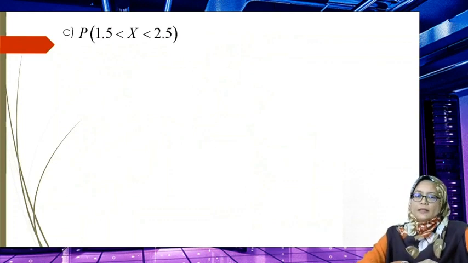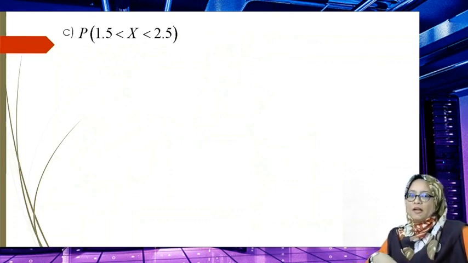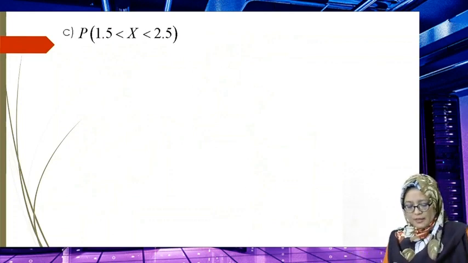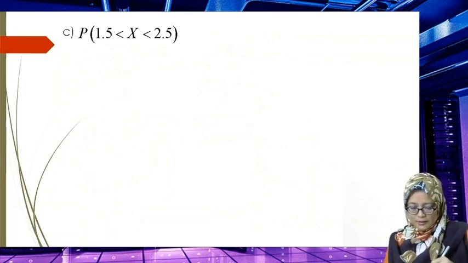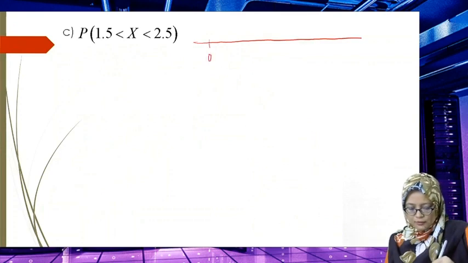Okay, so then kita nak cari value from 1.5 to 2.5. Okay, so sama macam tadi juga, tapi ini ada dua interval. So kita ada nilai 0 to 3.